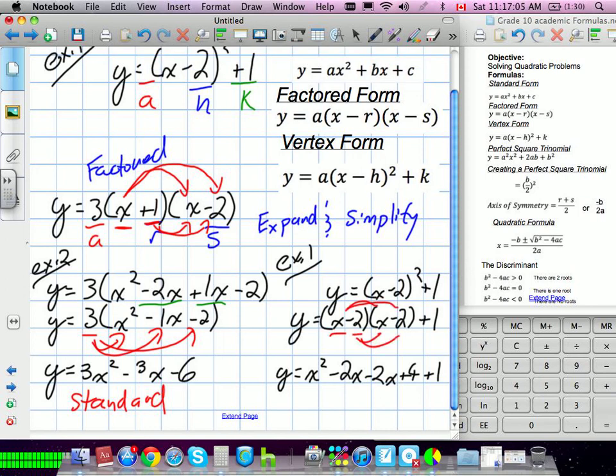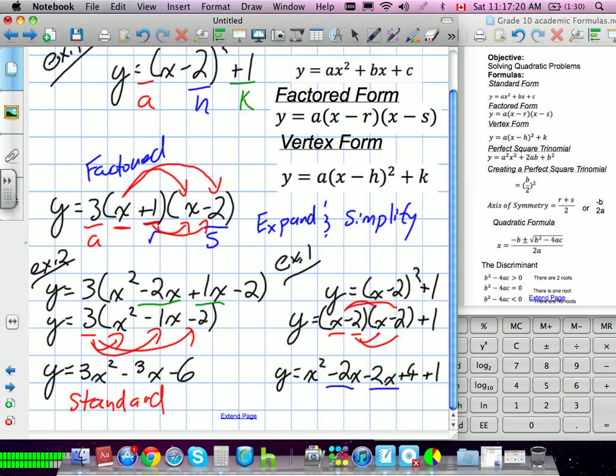Negative 2x. Yeah, those are both like terms. Any other like terms? 4 plus 4. Yes, good. Those are also like terms. So we're going to end up combining both of those. So what is our final answer here going to read? Y equals x squared minus 4x plus 5. What form are we in?